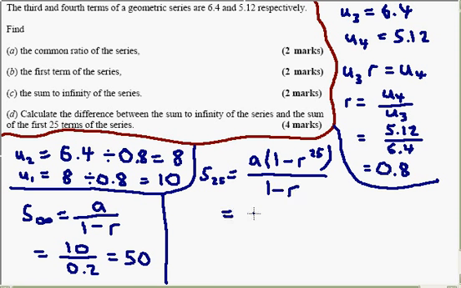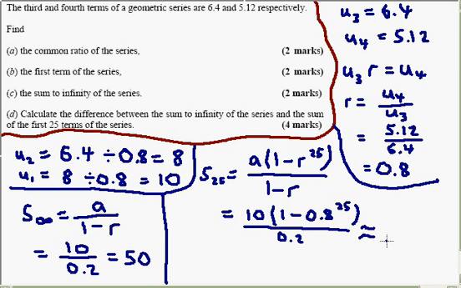So that is 10 lots of 1 minus 0.8 to the 25, divided by 1 minus 0.8, which is 0.2. And when you do that on your calculator, you should be able to get 49.81, about that.